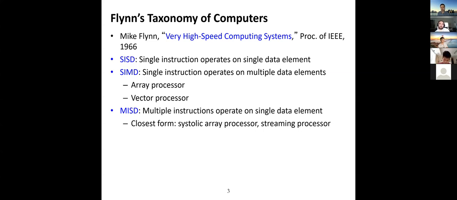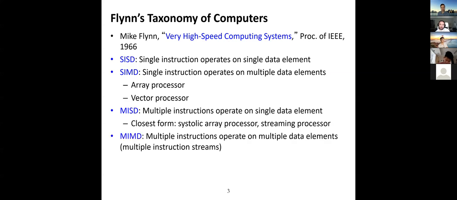Another example is a streaming processor, right? A streaming processor just runs multiple instructions on a single data element. And there is multiple instructions operating on multiple data elements. So it's multiple instruction streams happening at the same time. So this is multi-threaded processors. Any multiprocessor belongs to the MIMD architecture.